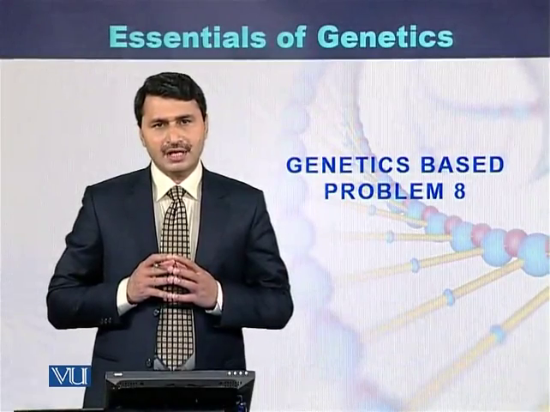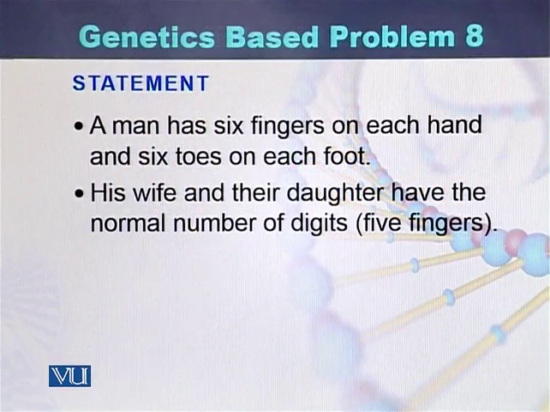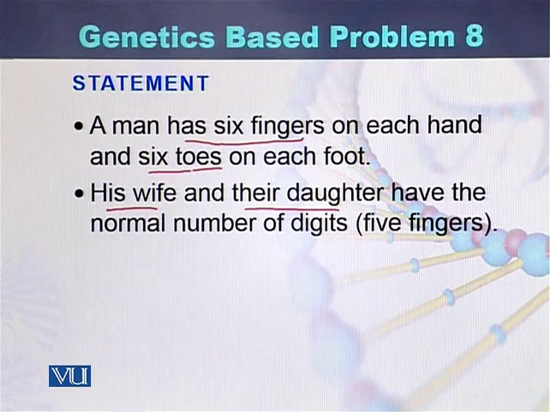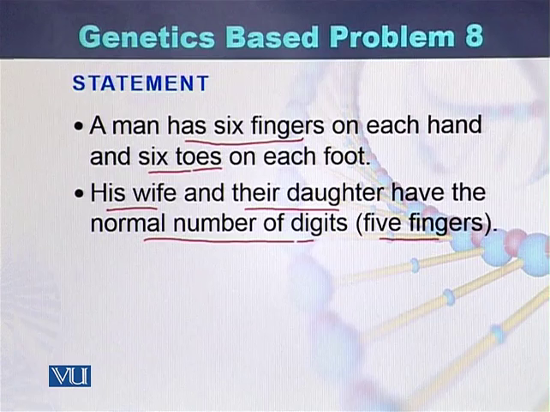Genetics-based problem 8. In this problem, a man has 6 fingers instead of 5 on each hand and 6 on the toes, while his wife and their daughter have the normal number of digits, which is 5. So the man has 6 fingers on each hand and on each toe, while his wife and his daughter both have 5 fingers.